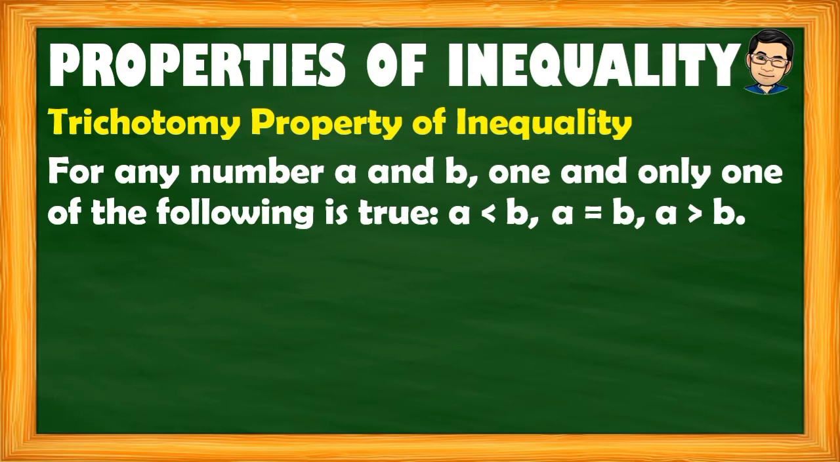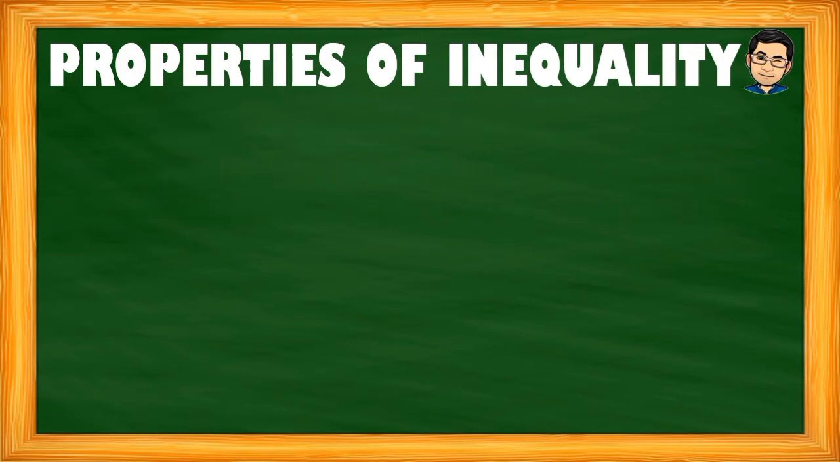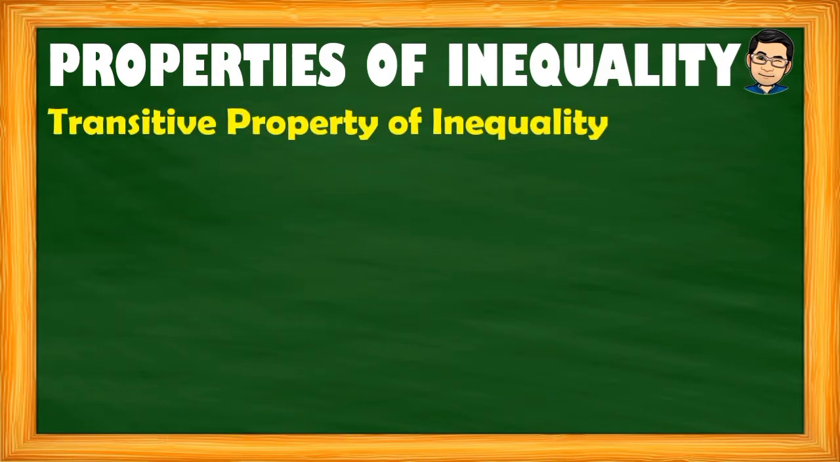So yan lang naman ang magiging solution natin sa linear inequality, diba? So obvious na obvious. Isa lang dyan. So maaring a is less than b nga, or pareho yung value ng a and b, or maaring mas greater yung value ng a sa b. So let's have the next property.